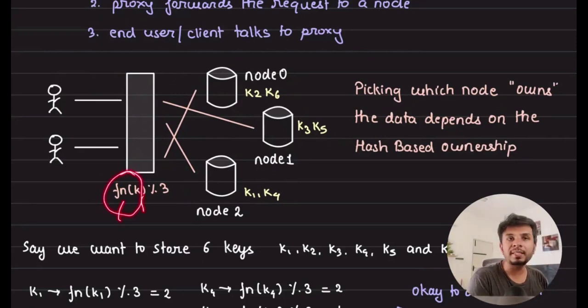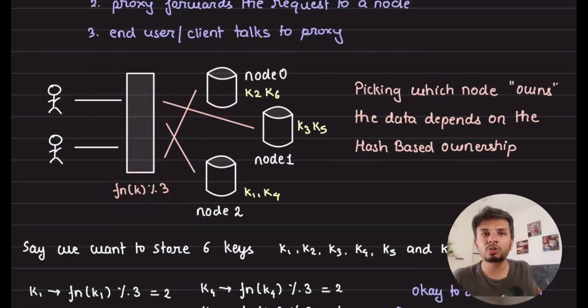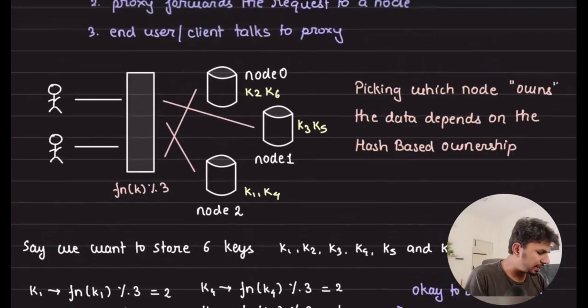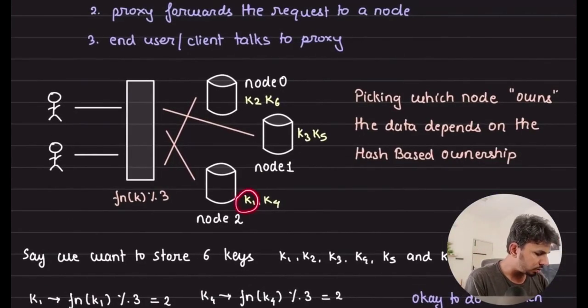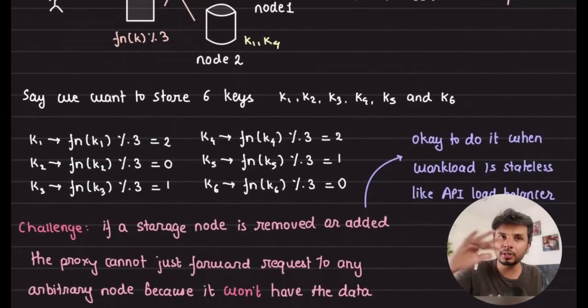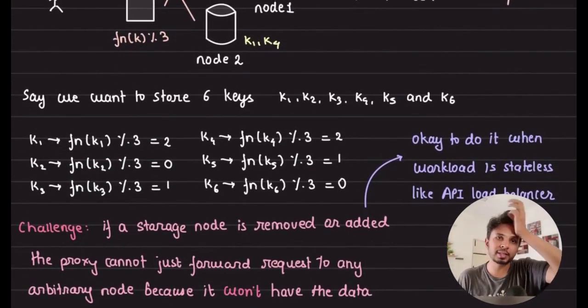This would always remain the same for the same key. Mod 3, you'll always get the same node where you would want to store the data. Right? Now let's say we stored these 6 keys and the way it is distributed as K1 goes to node 2, K2 goes to node 0, K3 over here, K4 to node 2, K5 over here, K6 over here. Right? So let's say this is the distribution. We'll use this example to build a deeper understanding of consistent hashing.